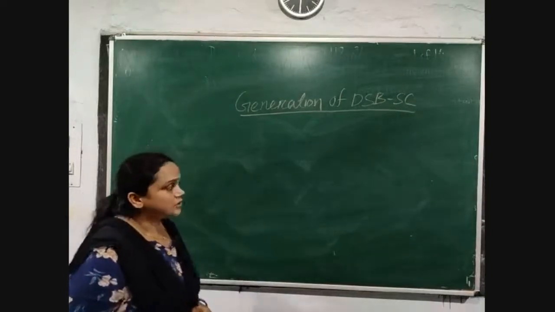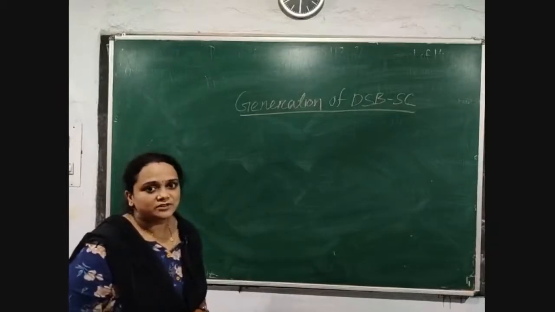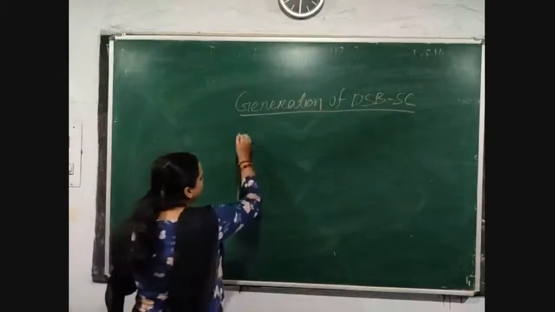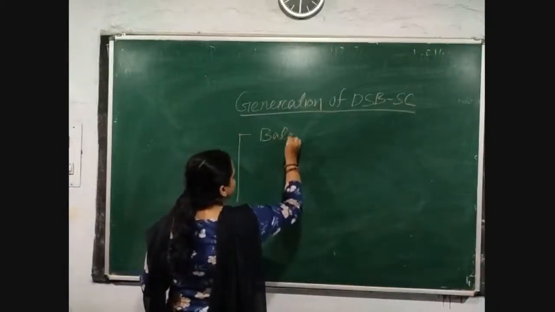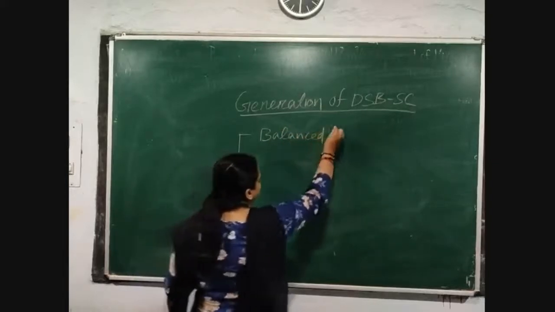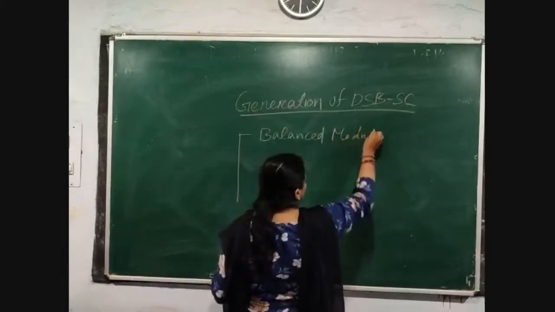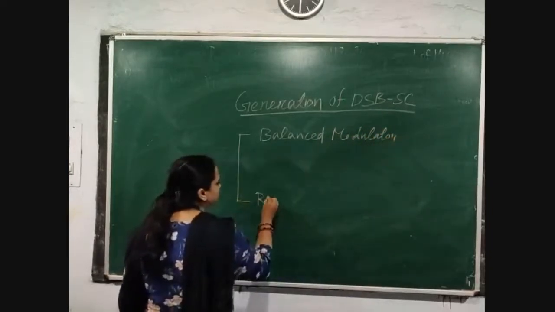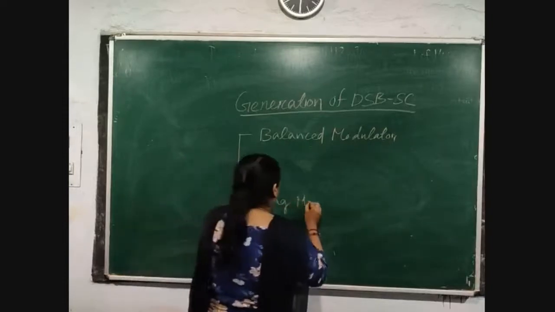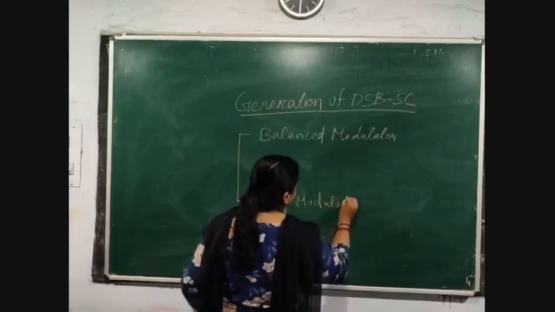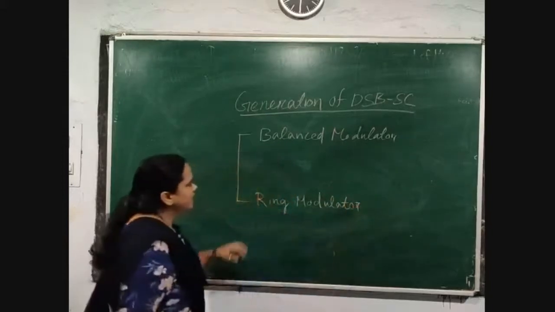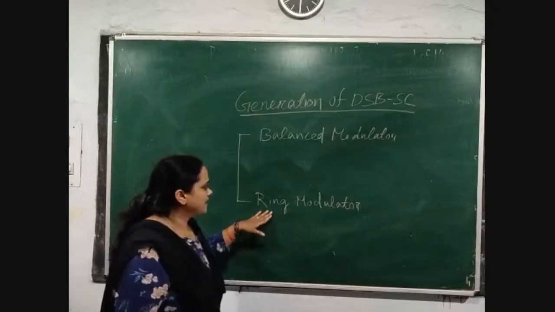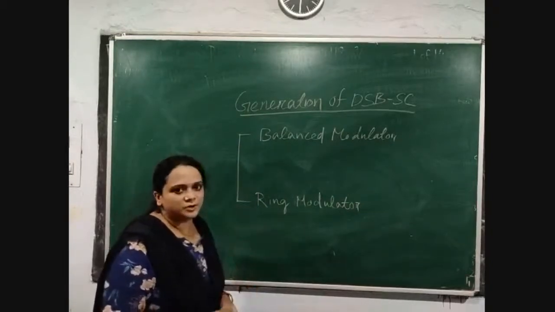So, the modulators that are used for the generation of DSB AC are classified into two types. First one is the balanced modulator. Second one is the ring modulator. So today we discuss about the balanced modulator, and in the next class we will discuss about the ring modulator.